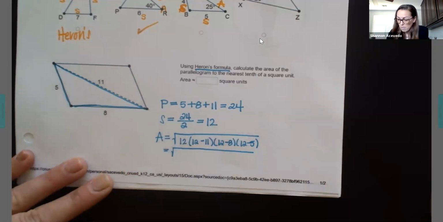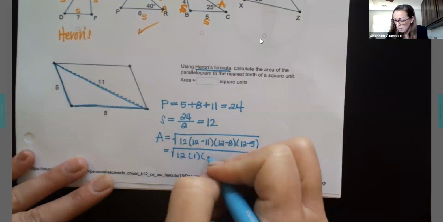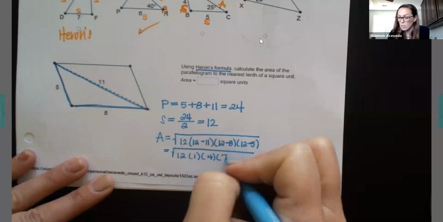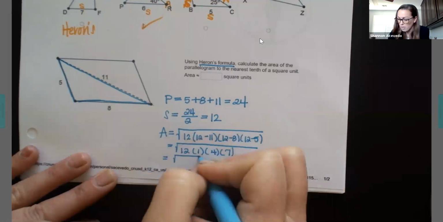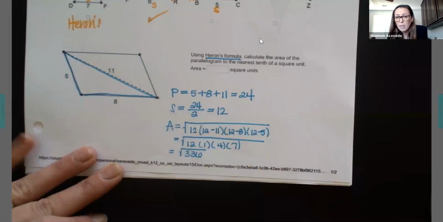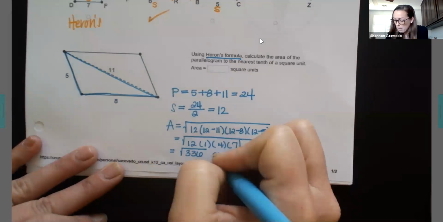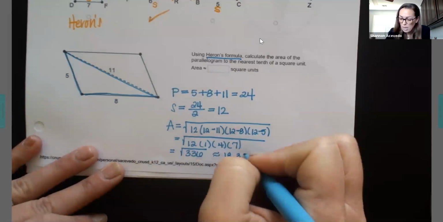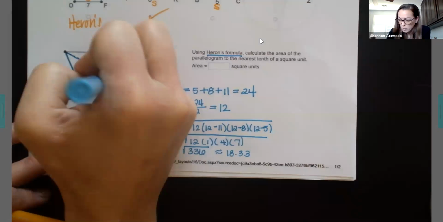So I'm going to have 12. 12 minus 11 is 1. 12 minus 8 is going to be 4. And 12 minus 5 is going to be 7. So 12 times 4 times 7, I multiplied them all together. I would just put it in my calculator, which I already know is going to be 336. And I go to my wonderful calculator and I take the square root of 336, and that's going to be approximately 18.33. So I know the area of this piece is approximately 18.33 square units.